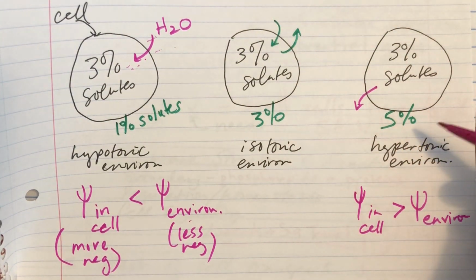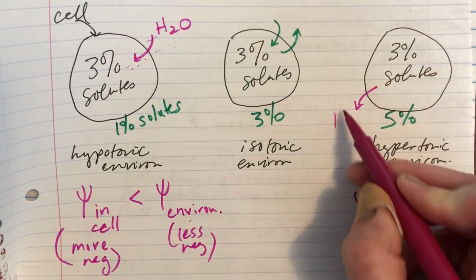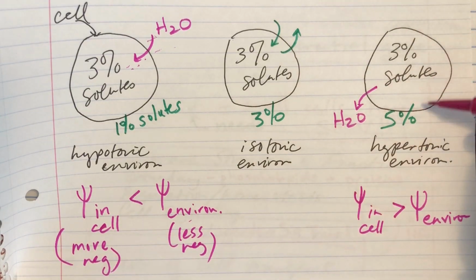Water always goes to where the solute concentration is higher. Don't screw that up. The solute concentration's higher, but the water potential's lower because it's more negative.